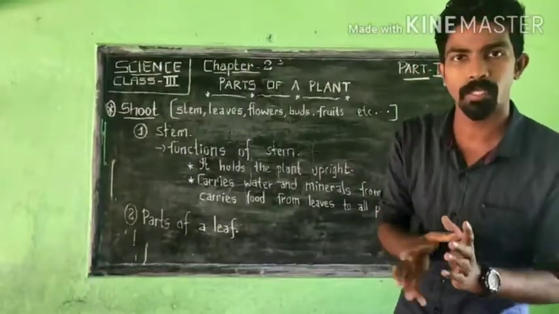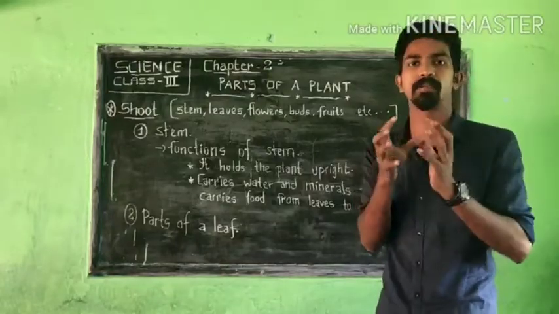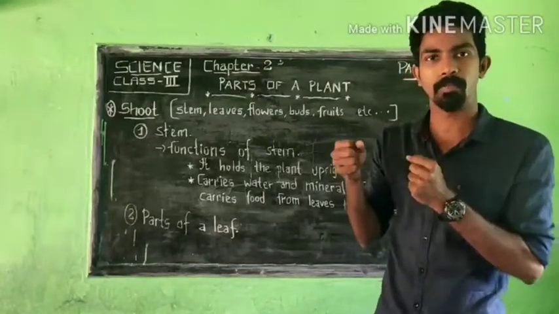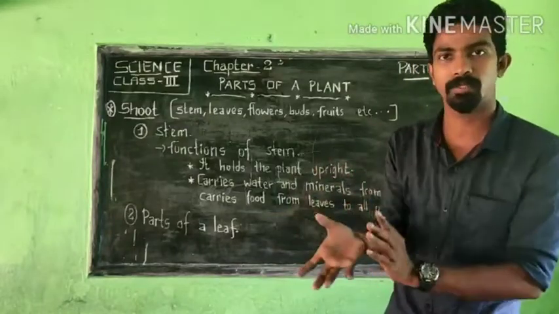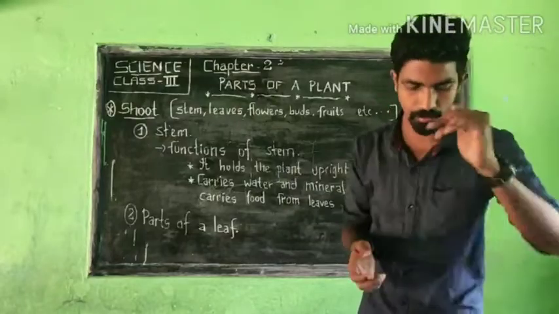Okay, suppose the food is stored in the root by the plant. Then the food made by the plant is taken by the stem and reaches the root with the help of the stem. Okay, so we have some more examples. Look at the textbook.